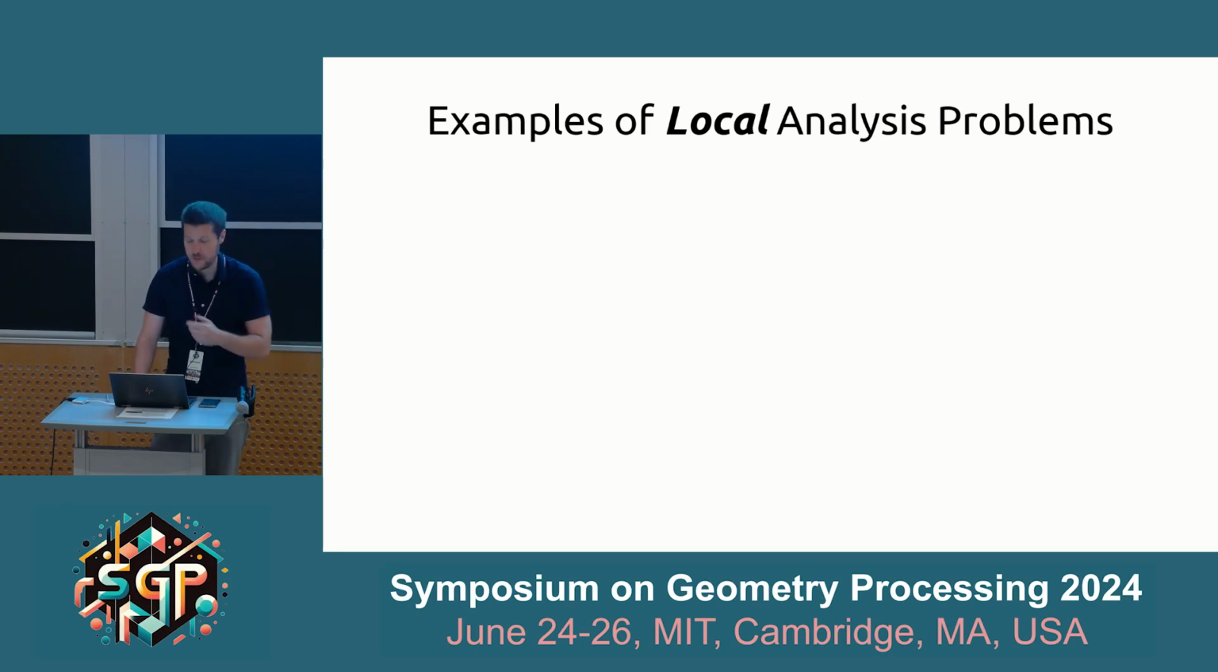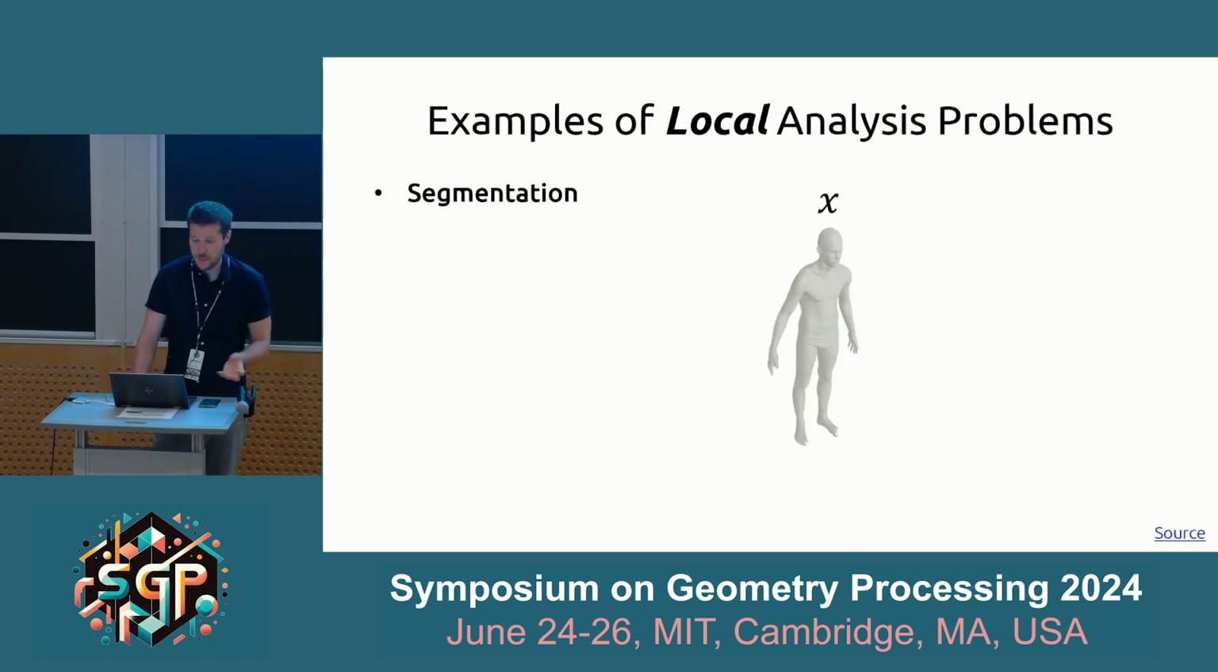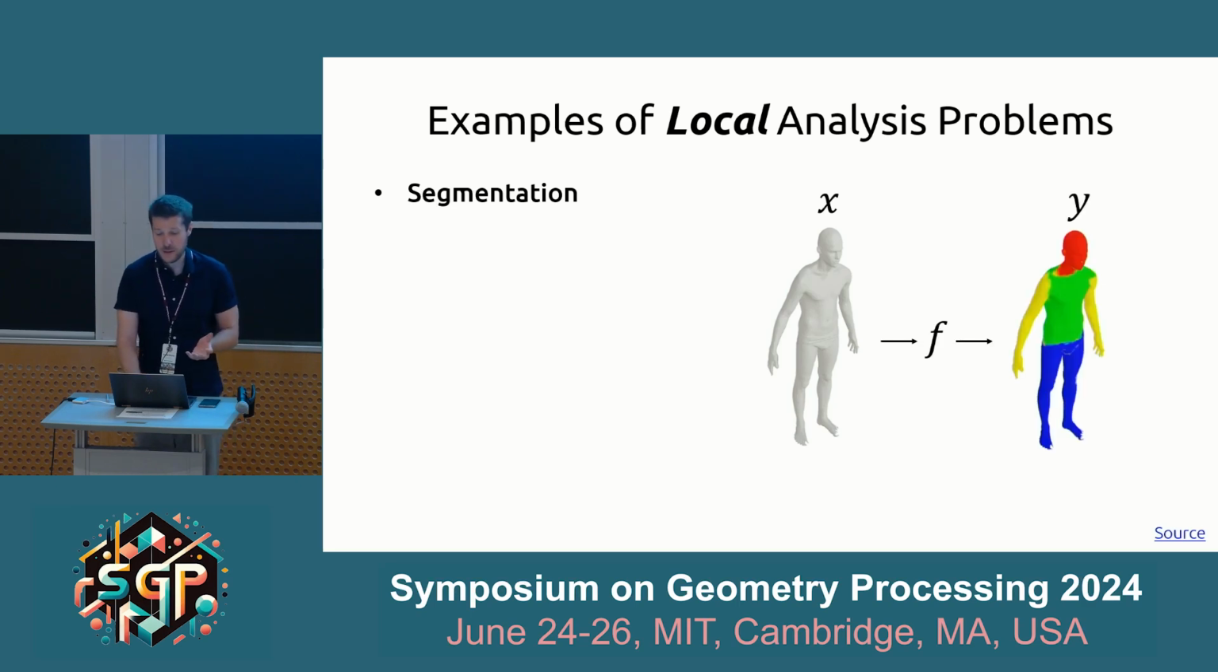What are examples of problems where people actually do that sort of thing? Probably the most well-known, widely spread instance of this is segmentation, where I have my input shape, in this case, the 3D scan of a person, and my function is supposed to assign a value to each point on that shape, which tells me what part of the person's body this is. So I'm not showing a color key, but in this case, red would be the head, and green would be the torso, and so on.